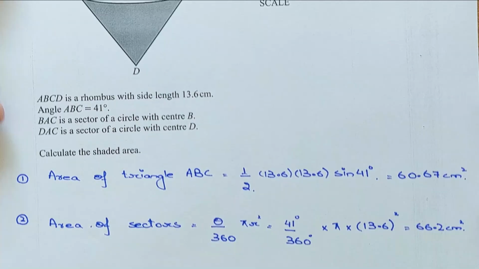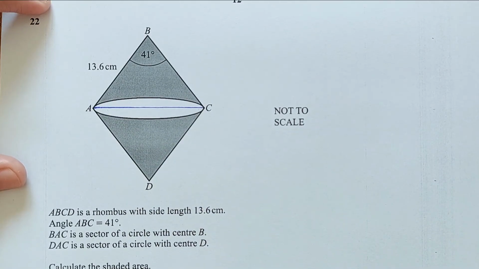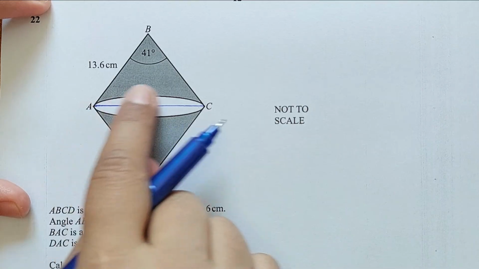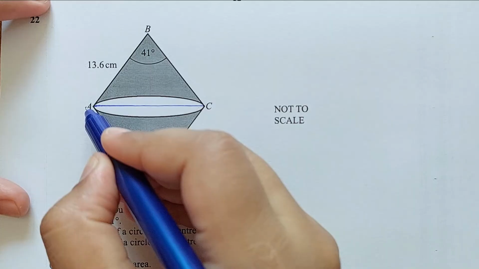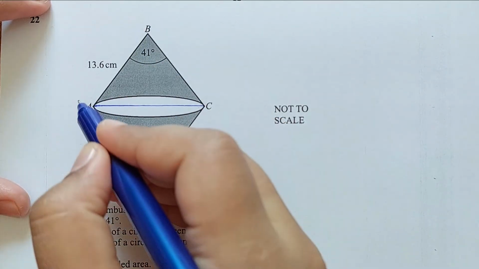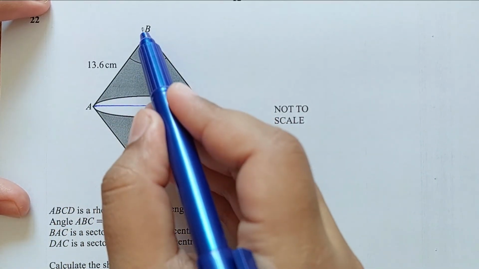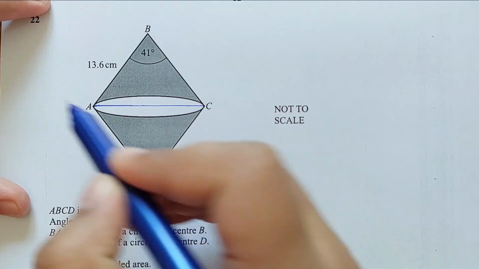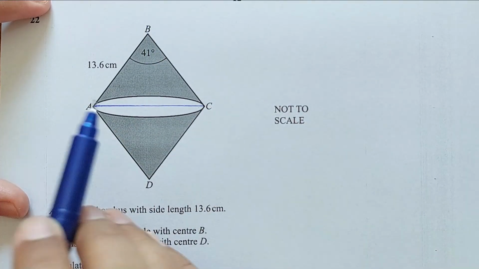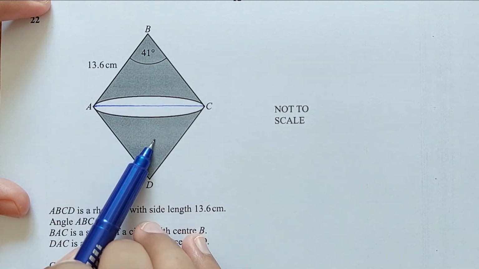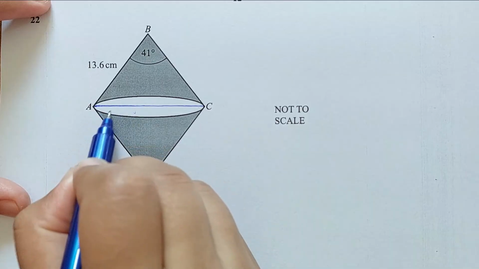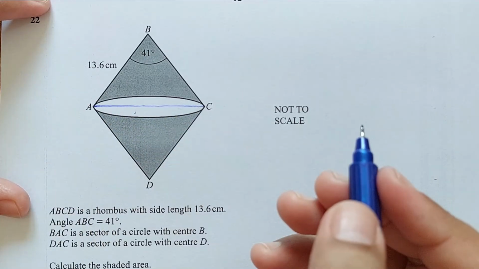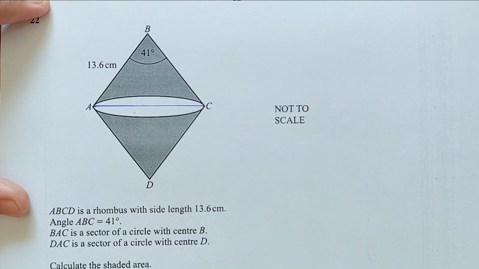Now the question is to find the shaded area only, not the unshaded one. Now what we have is the area of triangle ABC, area of triangle ADC, area of sector BAC, and area of sector DAC, right? But we have to find the area of the shaded one, not the unshaded. This one is unshaded. Let's name this the unshaded segment, right? So how can we calculate the area of the segment?